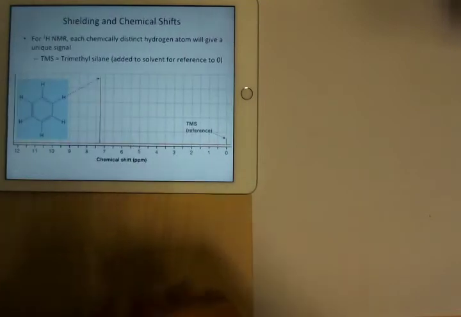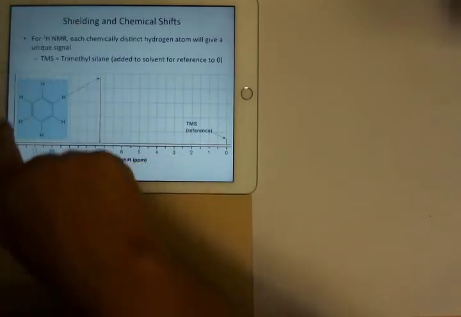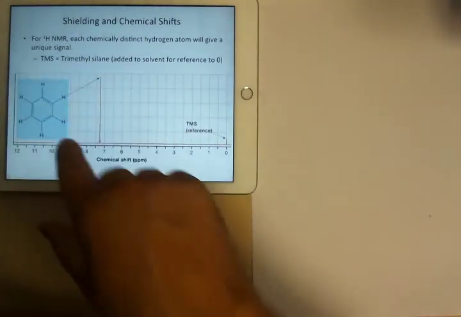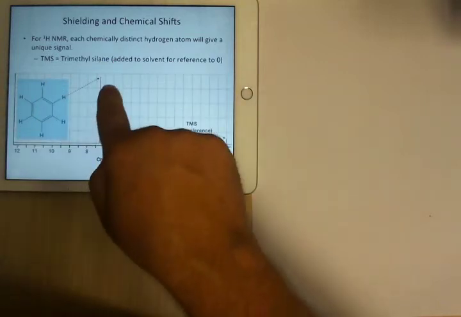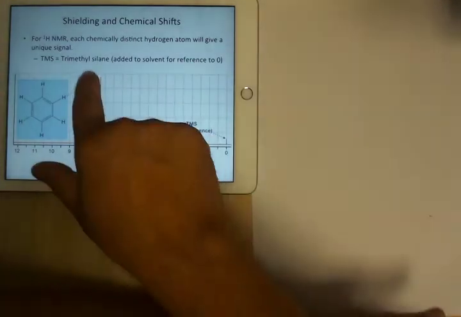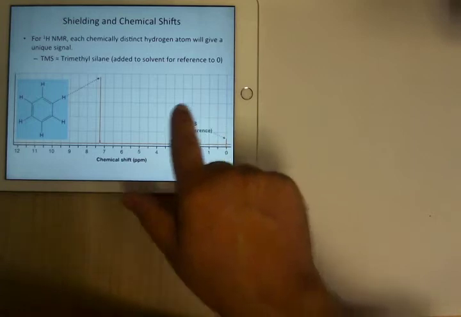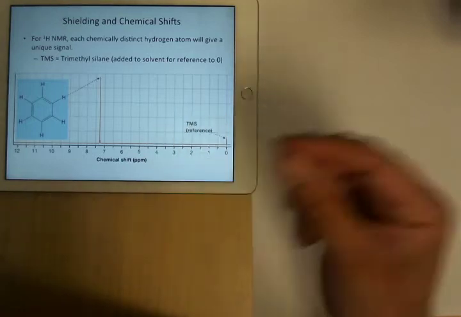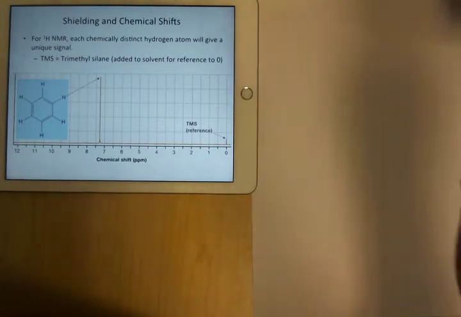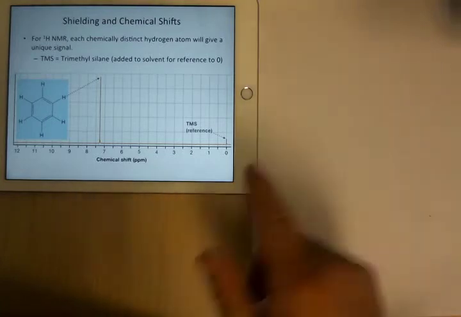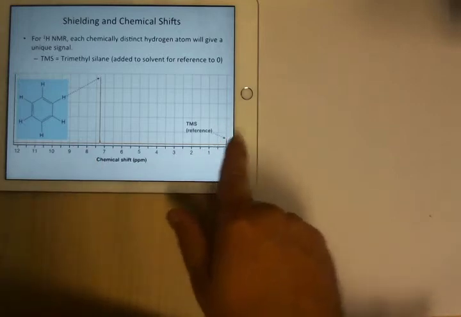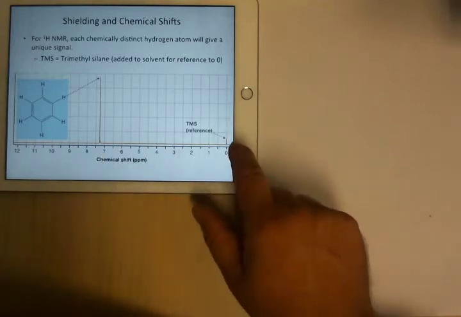Like here with the benzene, all of these hydrogens are in the same chemical environment, so they're going to give a signal here, but the benzene actually shifts it quite a bit. Everything is referenced to trimethylsilane. That's an external standard. You get a bottle of your solvent, and you put a drop of this in there, so you have a little bit in there each time, and you mark that as the 0 point. So it's all relative to the trimethylsilane signal.